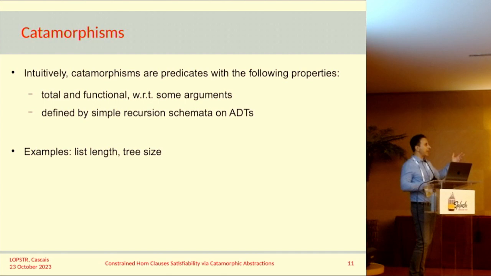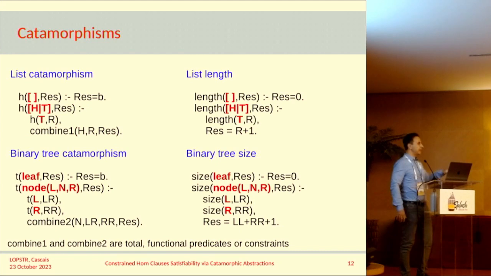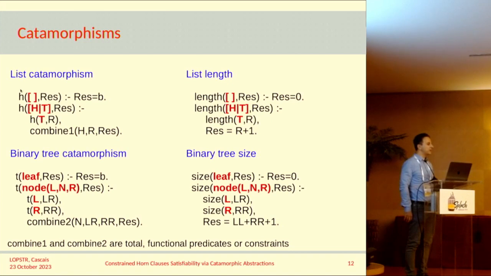Examples as list length or tree size. Let's see in this slide a template for the list catamorphisms. We have two clauses here. One clause deals with the empty list, and the other clause deals with the non-empty list with just one argument exposed. It calls the predicate named h, and there's also a call to h in the body on the tail of the list.